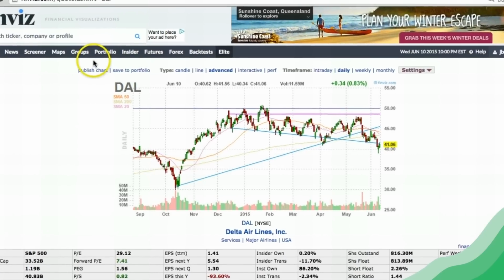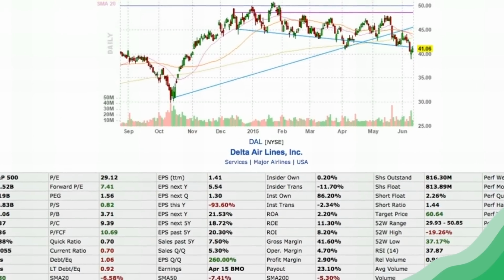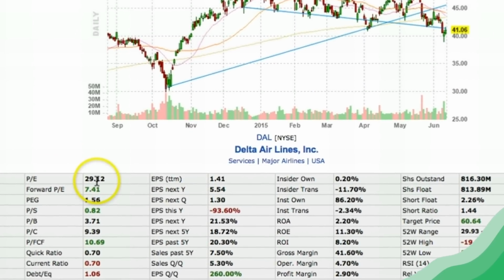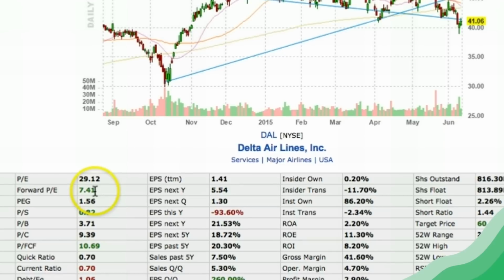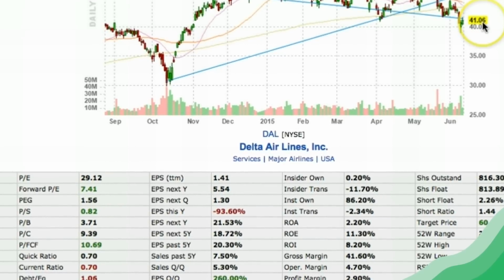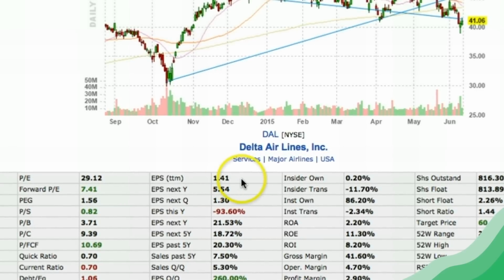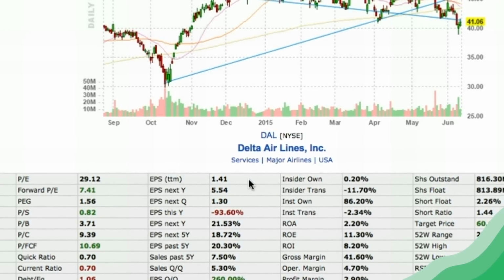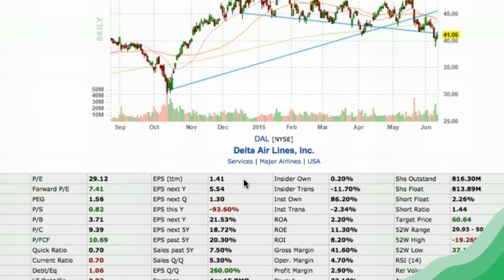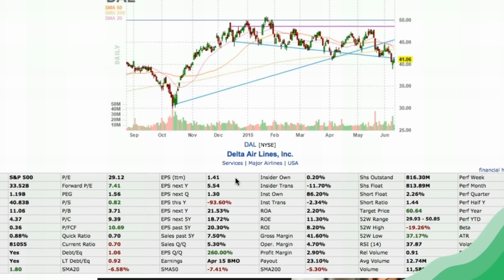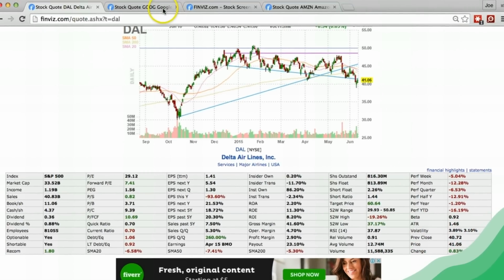Here we have the PE ratio for Delta Airlines, which is currently 29.12, and you can calculate that figure yourself by dividing the stock price by the EPS here. So in this case, a PE ratio of 29 means the market expects Delta Airlines to grow its earnings roughly by over 10% a year, and this essentially means that investors are paying 29 times the airline's recent earnings, or paying $29 for every $1 of earnings.